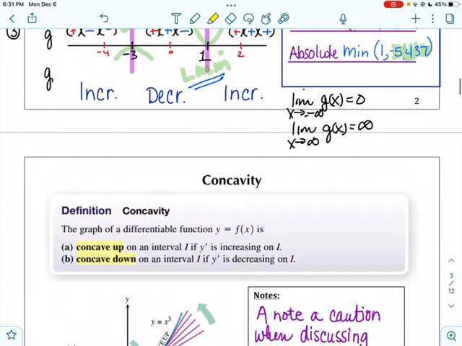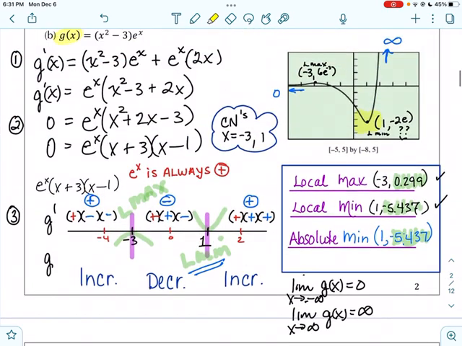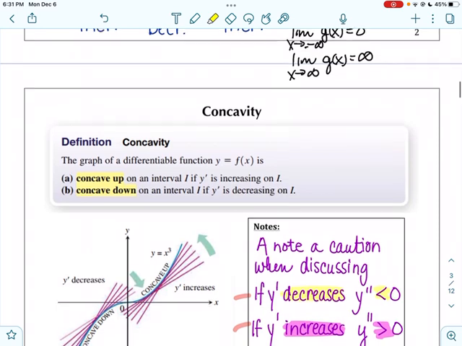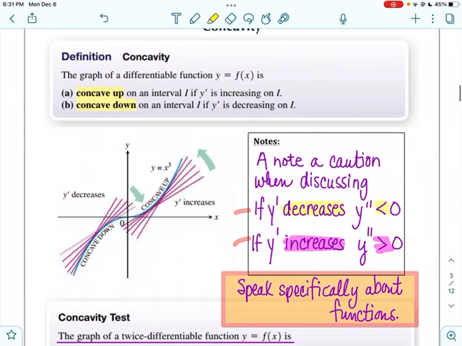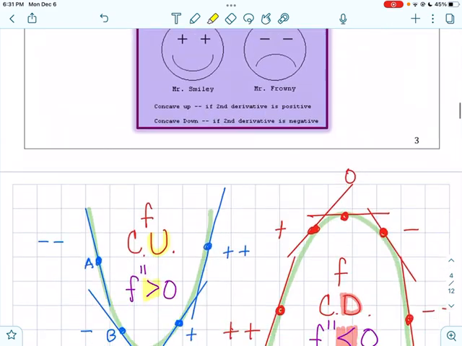Then we moved on. That was our second first derivative test problem. Then we talked about concavity. And a note of caution when discussing this is that you have to speak with specificity about the functions. So if y prime decreases, then y double prime is less than 0. If y prime increases, then y double prime is greater than 0. And let me page forward.